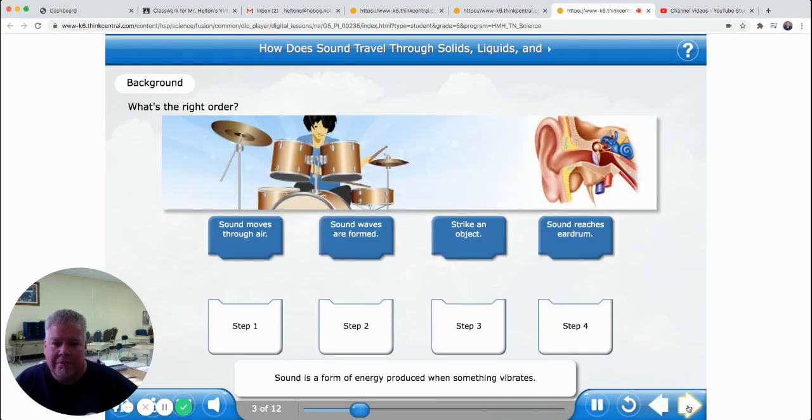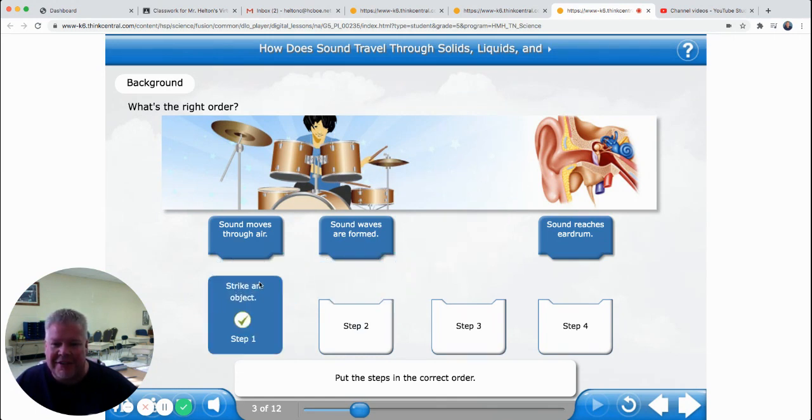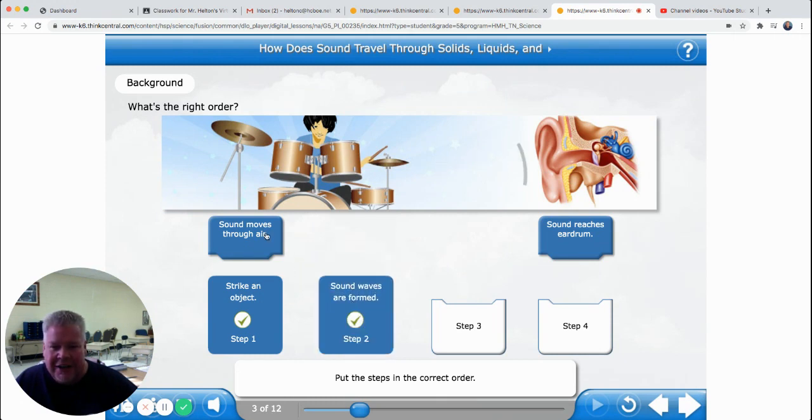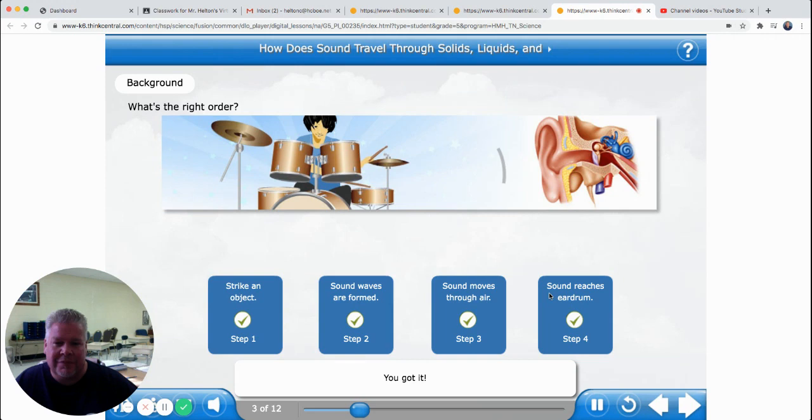Sound is a form of energy produced when something vibrates. Put the steps in the correct order. Okay, sound moves through the air. Sound waves are formed. Strike an object. Sound reaches the eardrum. Well, you got to make some sound waves first, so I think that's going to be step one. I guess I'm wrong. Oh, we're playing drums. You got to hit an object first. There we go. When you hit it, it forms sound waves, and then they move through the air, and then they reach our eardrum. You got it.